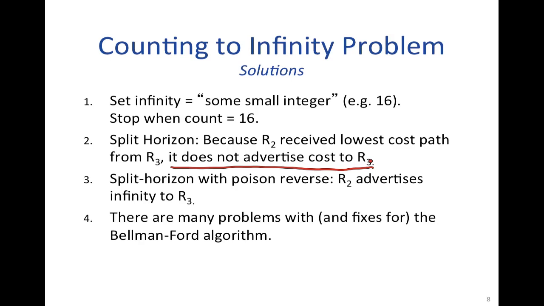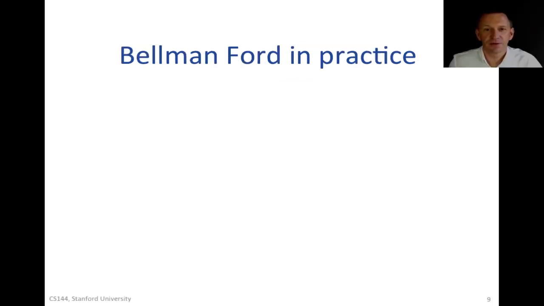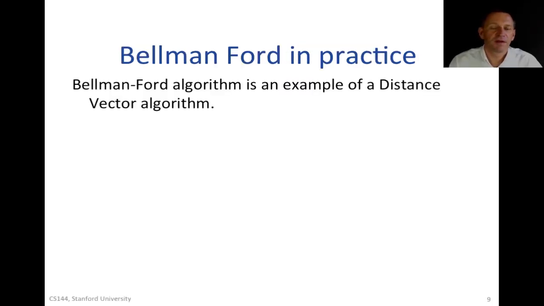So these are kind of fixes to what is really an elegant algorithm, but in practice it takes quite a few things like this to make it work. Let's take a look at Bellman Ford in practice. Bellman Ford is an example of a distance vector algorithm. In other words, there's a distance vector that is maintained by all of the routers of the distance from them to every other router, and then they iteratively converge on the correct answer. In other words, the correct minimum cost distance.